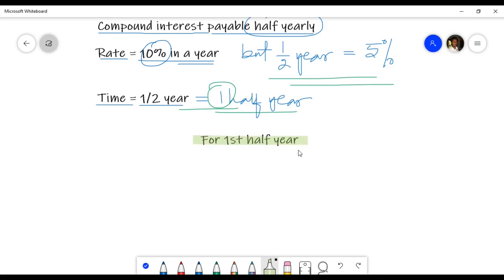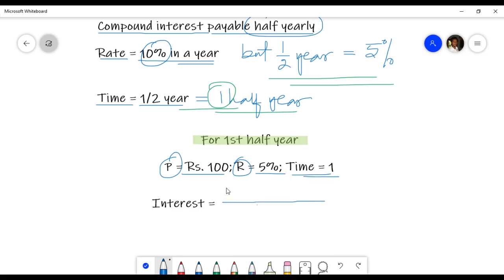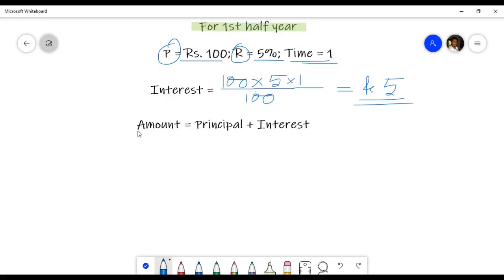For the first half year, principal, as we have assumed it to be rupees 100, rate, because it is half yearly, from 10% it has become 5%, and time is 1/2 year. I hope you understand this. We'll just replace the values to find out the interest. So principal into rate into time by 100, that is 100 into 5 into 1 by 100, will be equal to rupees 5. It's quite a simple calculation, right? So interest for first half year is rupees 5.